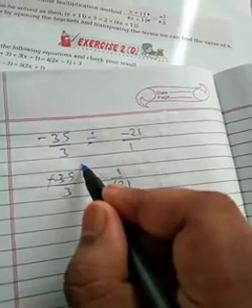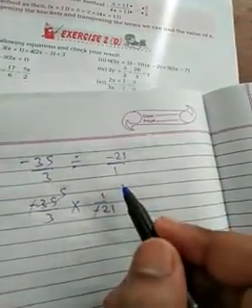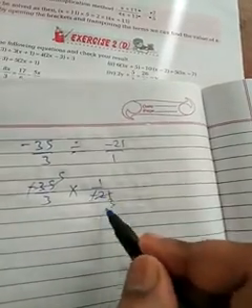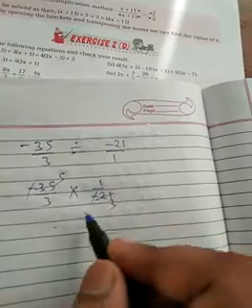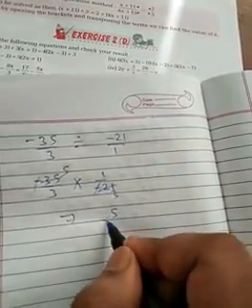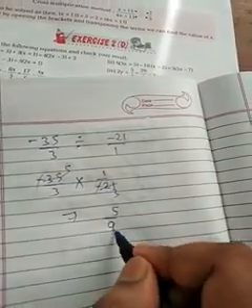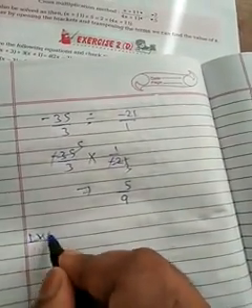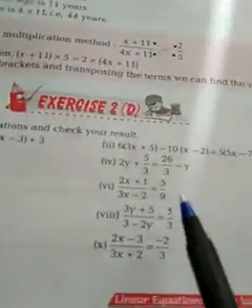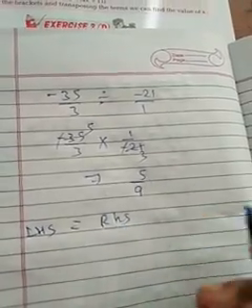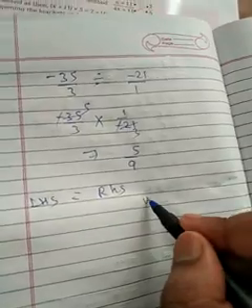7 5s are 35 and 7 3s are 21. Now 5 into 1 becomes 5 and 3 into 3 becomes 9. This will become 5 upon 9. Now LHS will become 5 upon 9 and already RHS is given 5 upon 9. So here LHS will equal the RHS, which is equal to 5 upon 9. It means our answer is verified.